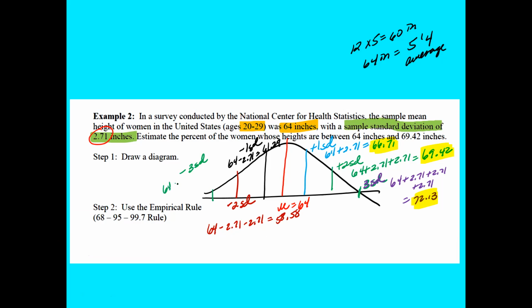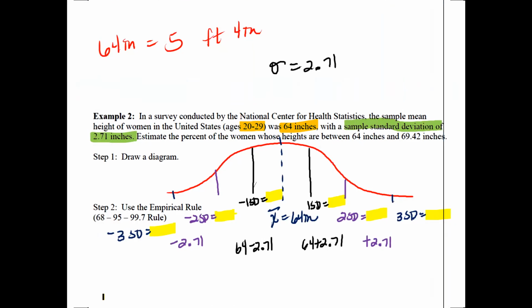And then at the third standard deviation, so -3 standard deviation, it is going to be 64 minus 2.71 minus 2.71 minus 2.71, so essentially 3 times, and you have 55.87. And so therefore this is going to be your standard deviation. 61.29 inches is the -1 standard deviation, 58.58 is -2 standard deviation, 55.57 is -3 standard deviation. And this is your answer.